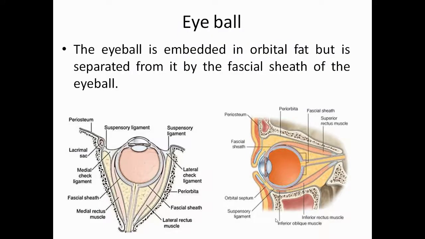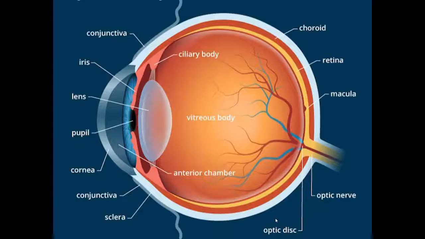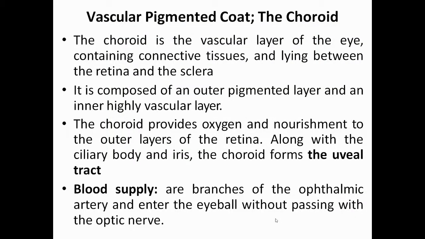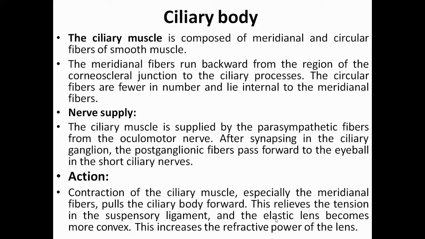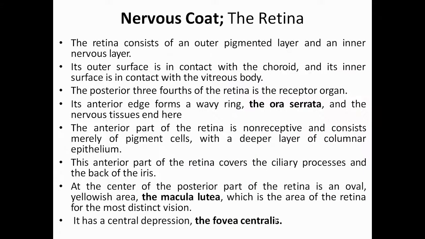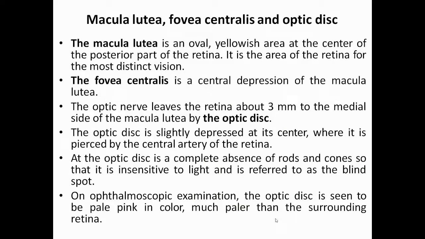And we are discussing today the anatomy of the eye, and we have discussed some part of the anatomy of the eye earlier. Now we will discuss the rest of the parts. We have discussed the cornea, choroid, the ciliary body, and iris and pupil. Now we will discuss the retina.